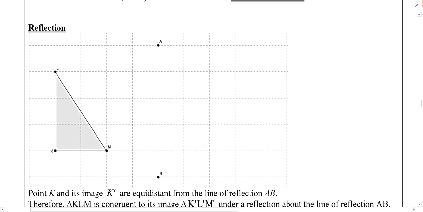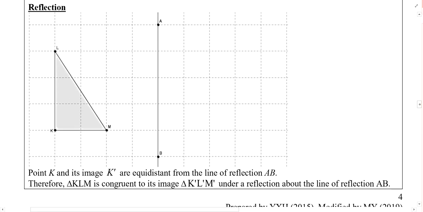Okay, here, this triangle KLM is reflected along the line AB. So this AB over here, you can treat it as a mirror. What do you think the shape is going to look like, the image? Can you try drawing? Do you have the same as mine? Exactly the same? Yeah, okay, this is correct.